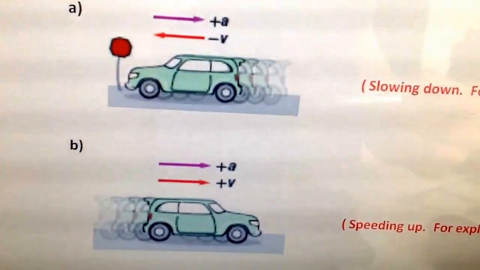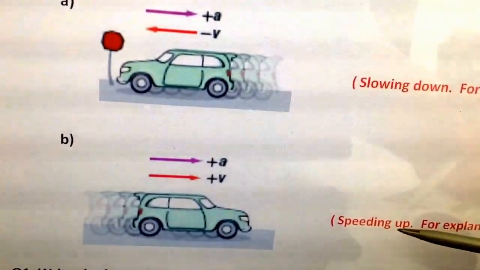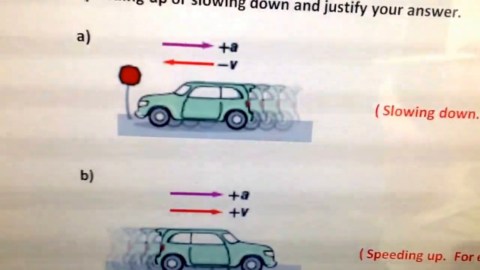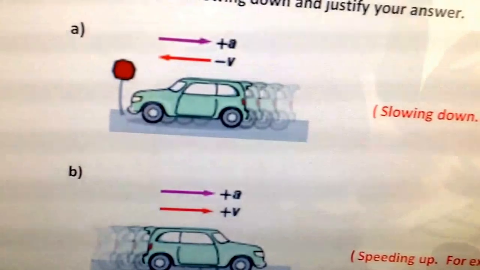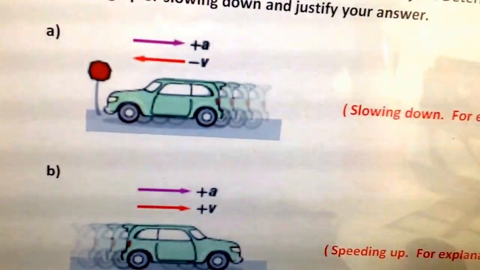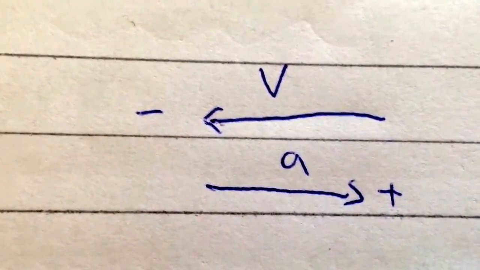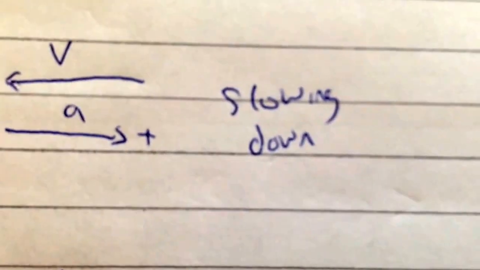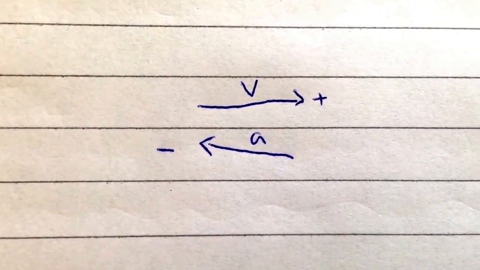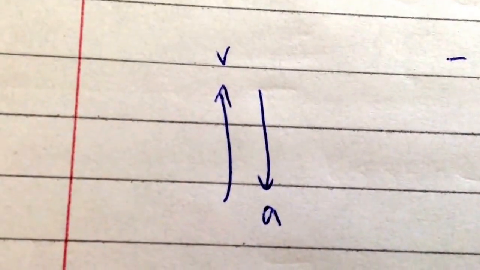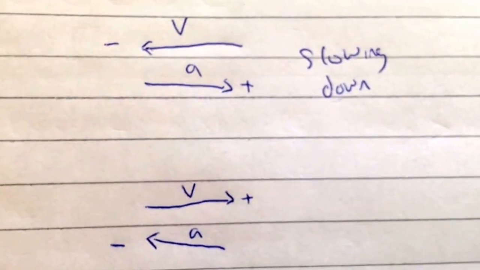So as you can see from here, this question, they're both going the same direction, so it's speeding up. As you can guess, if they're going in opposite directions, they must be slowing down. So as you can see here, with the velocity and acceleration in opposite directions, we say the object's slowing down. Could be the velocity is positive, the acceleration is negative. Or it could be the velocity is up and the acceleration is down. So either way, if they're opposite, it's slowing down.